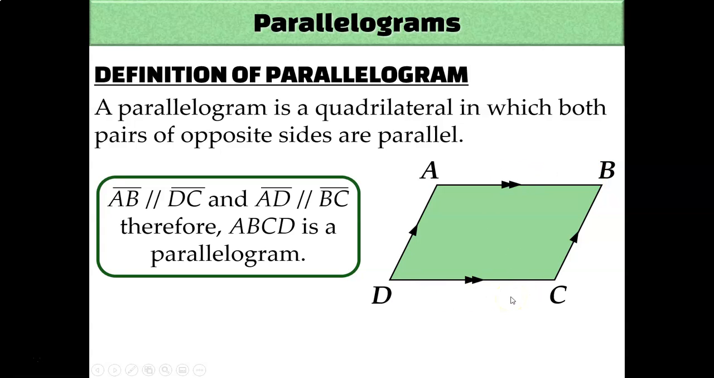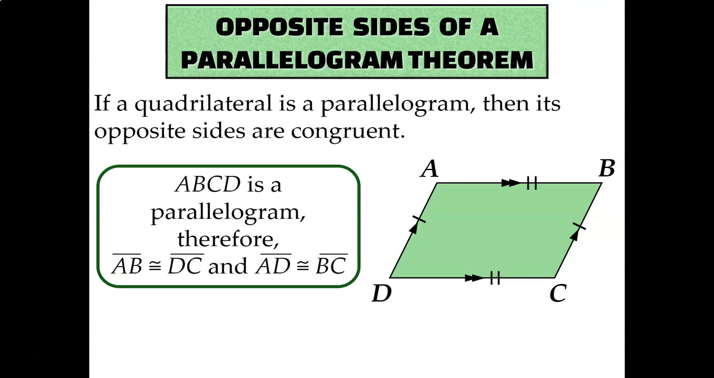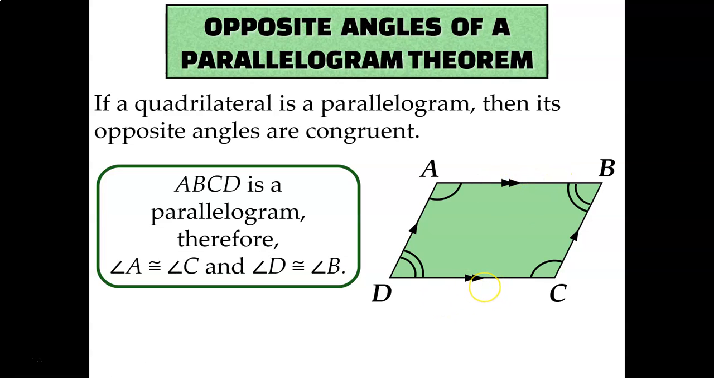But there's a lot more going on with parallelograms than just the fact that they have parallel sides. For example, they also have opposite sides that are congruent to each other. So in addition to the opposite sides being parallel, they're also the same length. So AD is congruent to BC, and AB is congruent to DC. In addition to the opposite sides being congruent, the opposite angles are congruent as well. Angle A is congruent to angle C, and angle B is congruent to angle D.